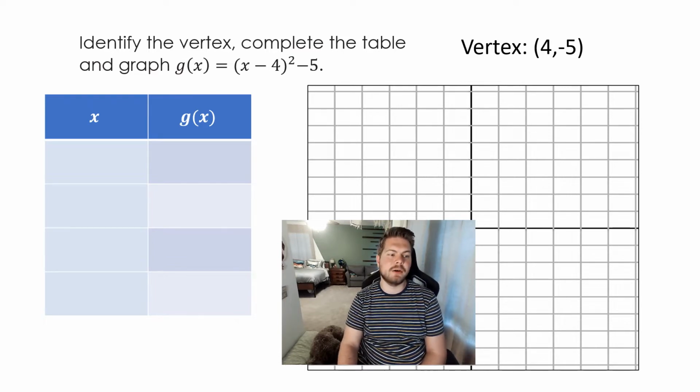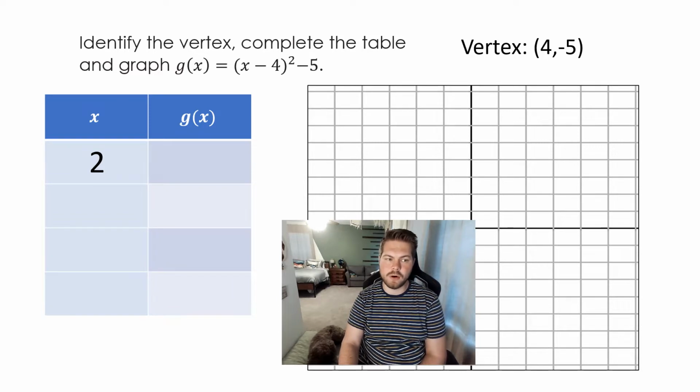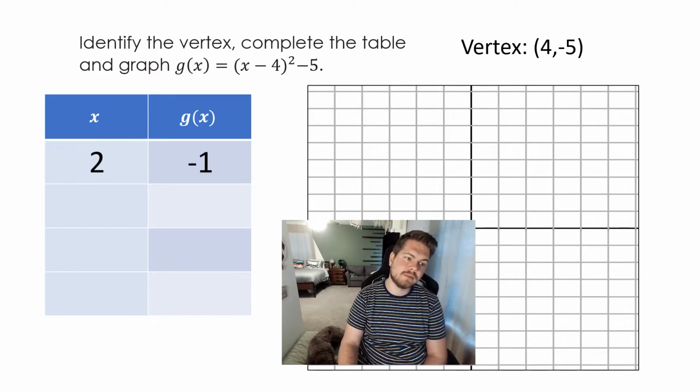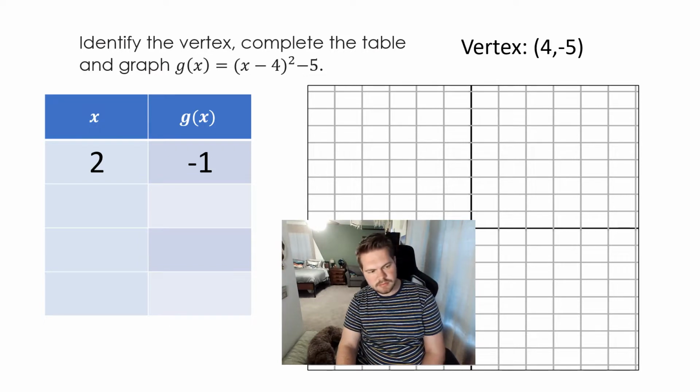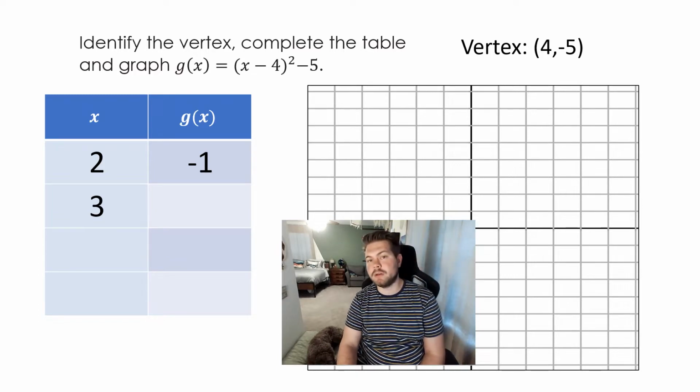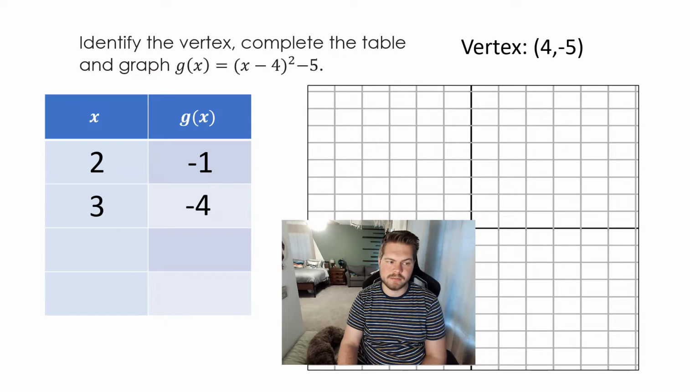All right, so let's start with some x's. So if x was 2 and we plugged in 2, minus 4 is negative 2, negative 2 squared is positive 4, 4 minus 5 is negative 1. All right, let's plug in 3. 3 minus 4 is negative 1. Negative 1 squared is 1. 1 minus 4 is negative 4.